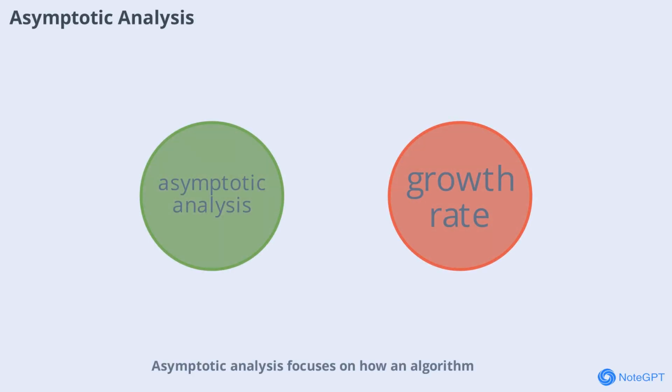Asymptotic analysis focuses on how an algorithm behaves as the input size approaches infinity. It ignores constant factors and lower-order terms, letting us compare algorithms based on their dominant growth rates. This helps us focus on what matters most for large-scale problems.